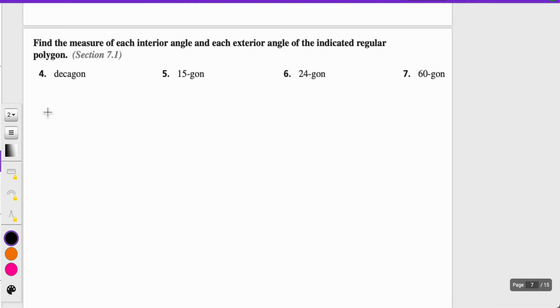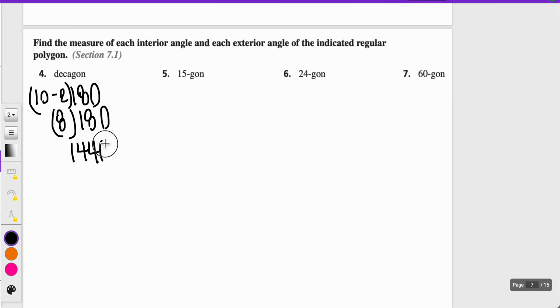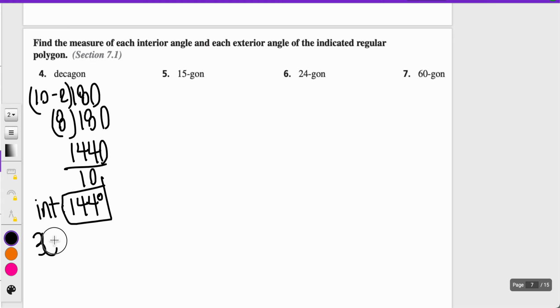For numbers 4 through 7, it says find the measure of each interior angle and each exterior angle of the indicated regular polygon. So a decagon is 10 sides, so I'm going to be doing 10 minus 2 times 180, or 8 times 180. That's going to give me 1,440, and I'm going to divide that by 10 to find each interior angle. So my interior would be 144 degrees. Then my exterior, I would just take my 360 and divide that by the number of sides, 10, and I'm going to get 36 degrees for exterior.